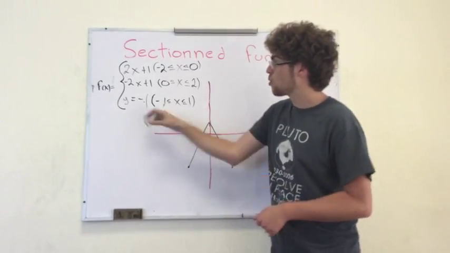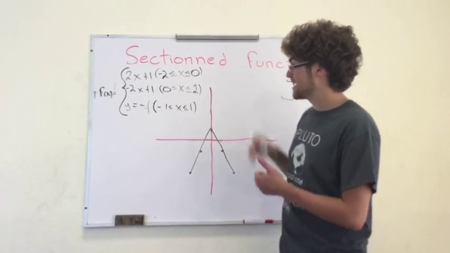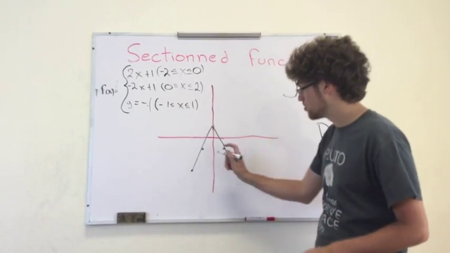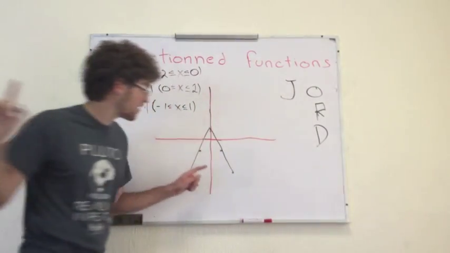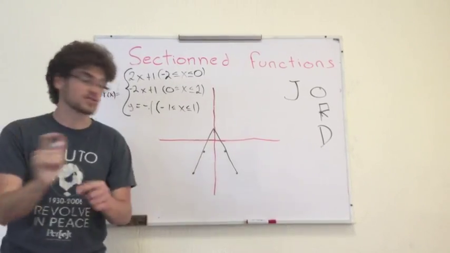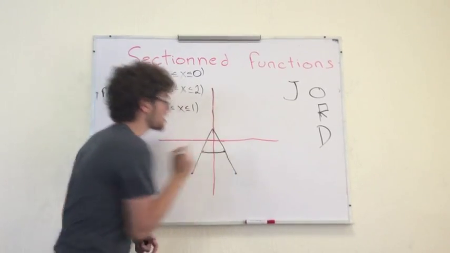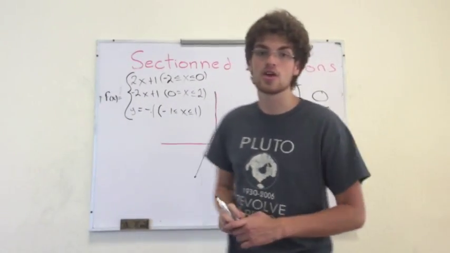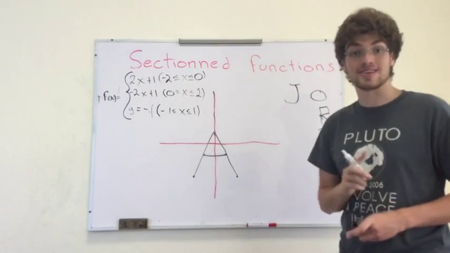Next up we have y equals minus 1 when x goes from minus 1 to 1. So this means there's going to be a horizontal line from here to here. What letter is that? That is an A. Yes, thank you very much. We will see you in the next letter.